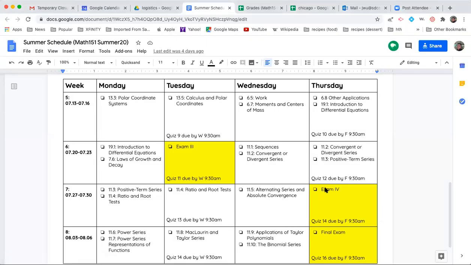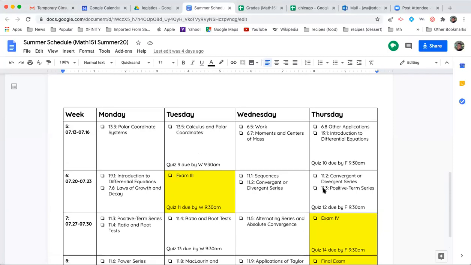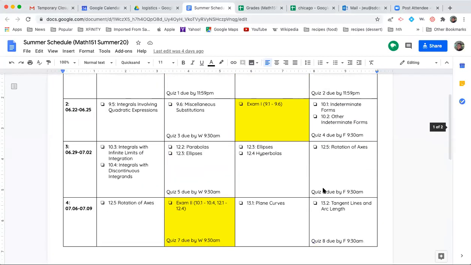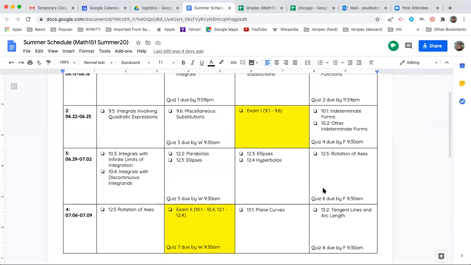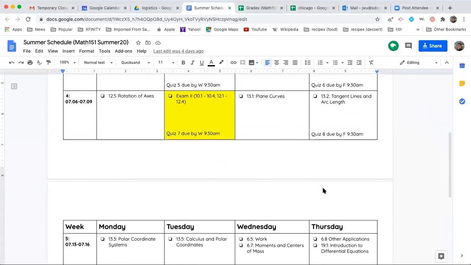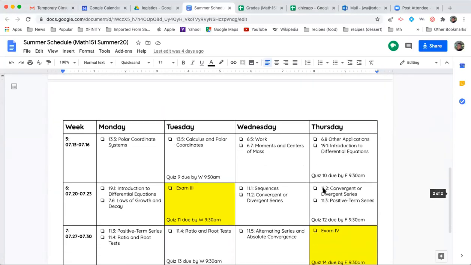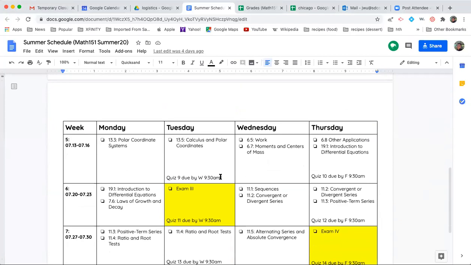Okay, so here is our summer schedule. Take a moment to celebrate all that you already did and all that you already learned. But let's do this. Let's make quiz 9 due on Thursday at 9:30 a.m. That'll give us some time tomorrow to finish up 13.5.